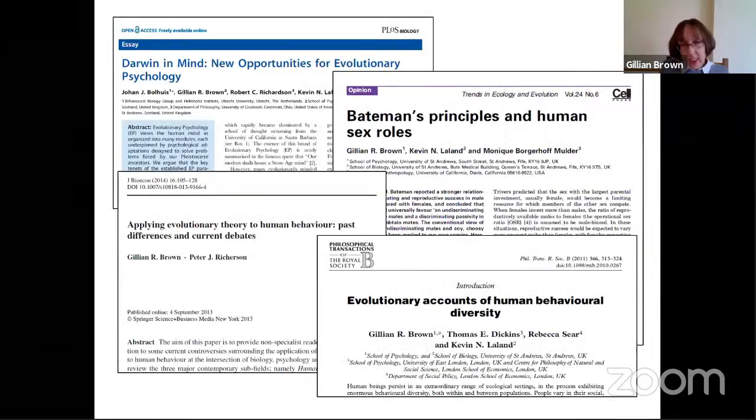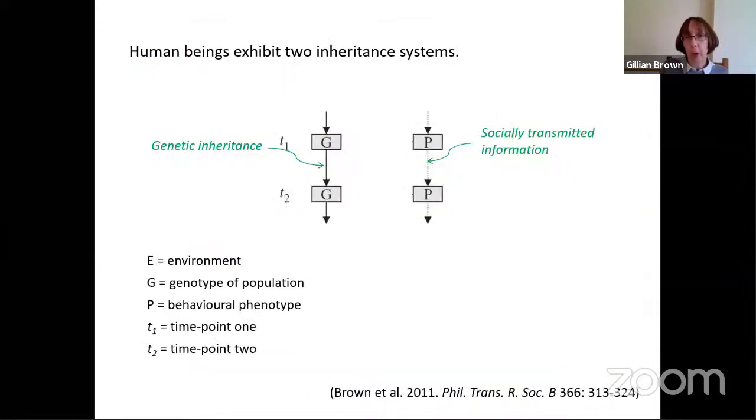But I've been quite critical of this approach, as have others in the field. I've written several papers showing how this is quite a limited perspective on how we might think about the evolution of human behaviour. And I just want to briefly talk you through that for a moment and then wrap up with how that impacts how we think about hormones. So I think we need to go back to this idea that human beings have these two inheritance systems.